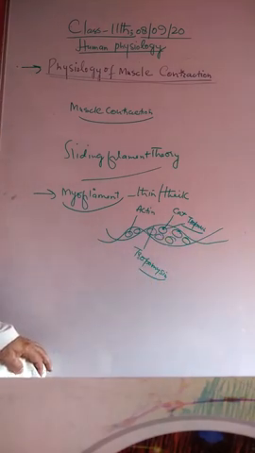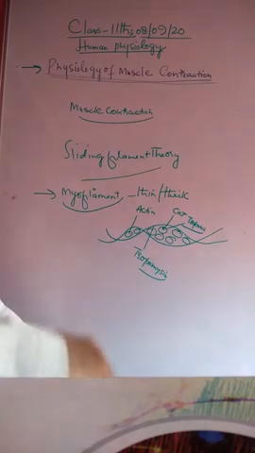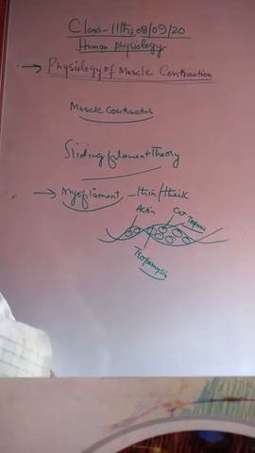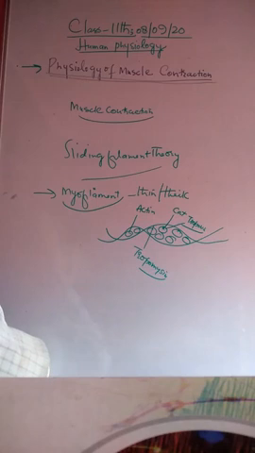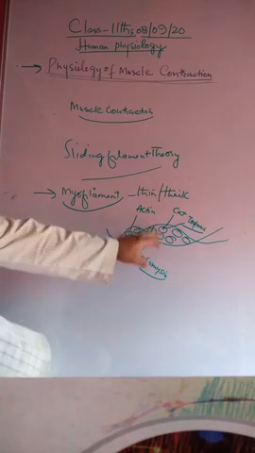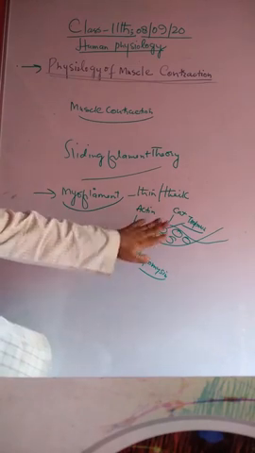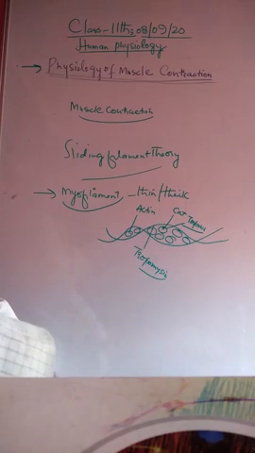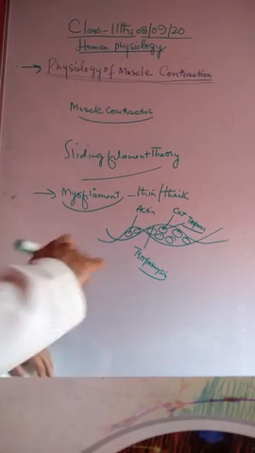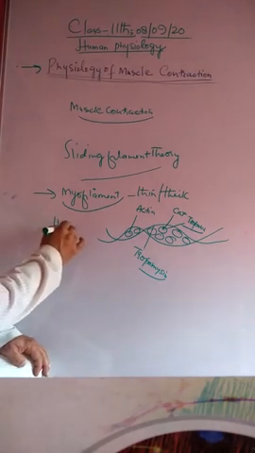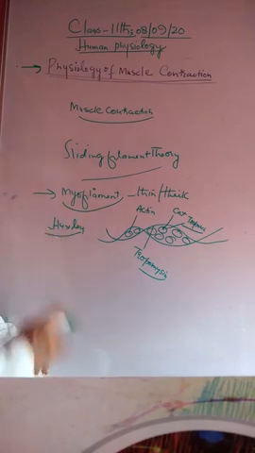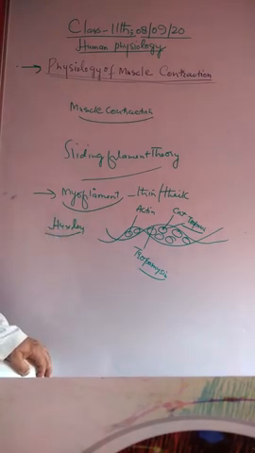So far as the mechanism is concerned, in the sliding filament theory, muscle contraction results from sliding of thin myofilaments past the thick myofilaments rather than by shrinking of myofilaments. These myofilaments do not shrink. They slide past one another. That is why the muscle contraction takes place. This theory was proposed independently by A.F. Huxley. A.F. Huxley was the first scientist who put forth this theory.